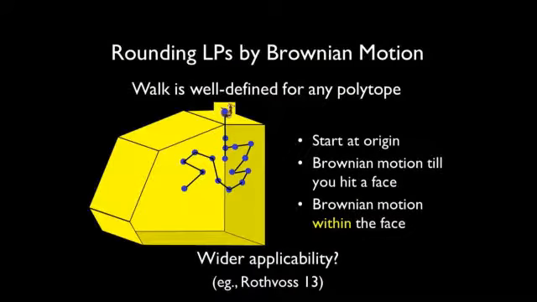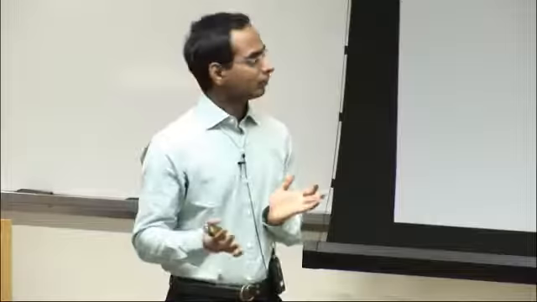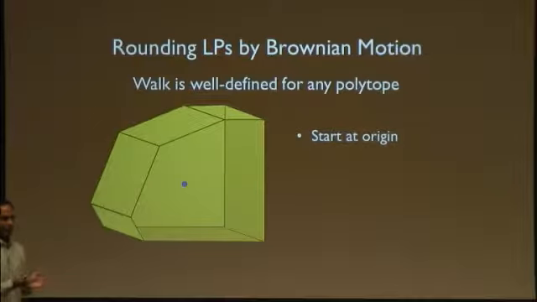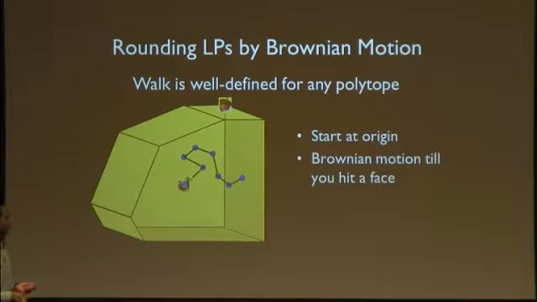So before moving on to the second part, let me just say that the algorithm I described, you can do it for any polytope. This is just a random walk on a polytope. So you just start from the origin if it contains the origin, or start from any point inside the polytope, and then repeat the process as before.